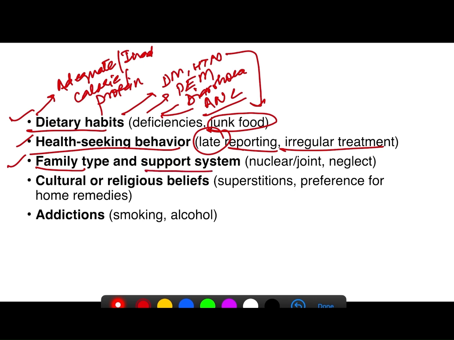We also have to include the family type and support system, the type of family, nuclear or joint, and whether the family members are supporting or not. Cultural or religious beliefs play a very important role in the community setting, because they may affect the uptake of treatment and the regular follow up, and are particularly important in long term treatment of the patient, or in ANC cases as well. If there is any kind of addiction or social problems present in the family, that also needs to be mentioned.